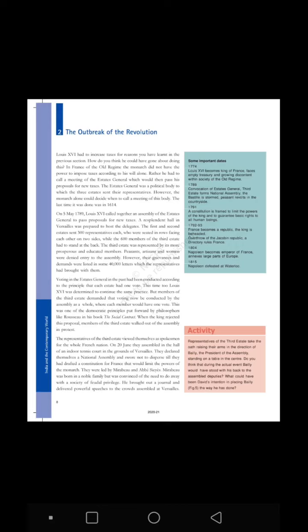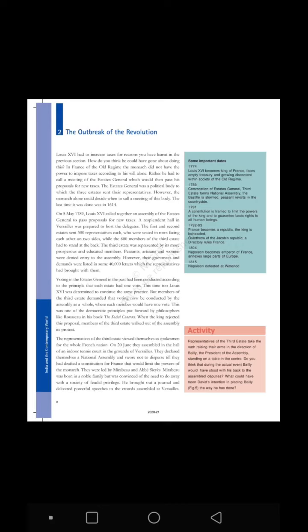The king is beheaded. Overthrow of the Jacobin Republic, a Directory rules France. 1804, Napoleon becomes Emperor of France, annexes large part of Europe. 1815, Napoleon defeated at Waterloo. Louis XVI had to increase taxes for reasons you have learnt in the previous section. How do you think he could have gone about doing this?